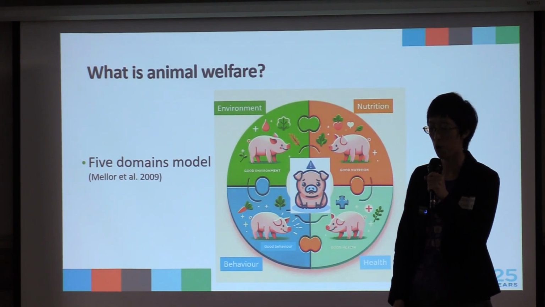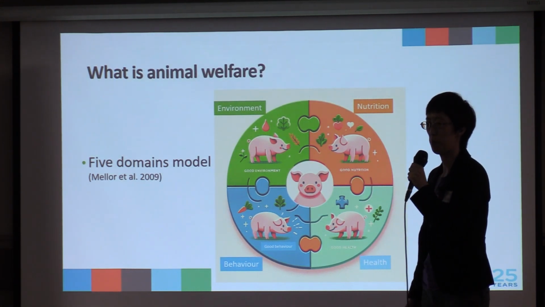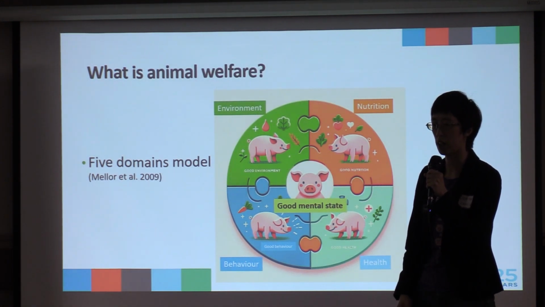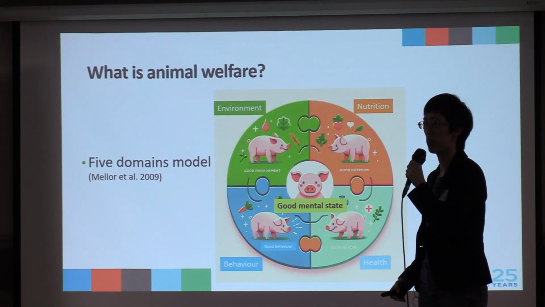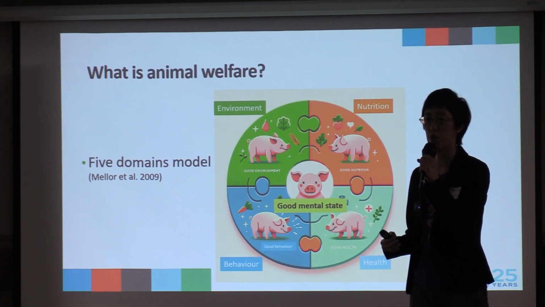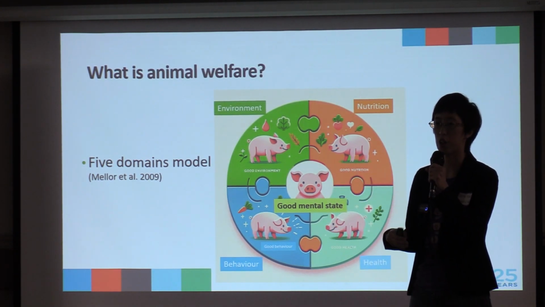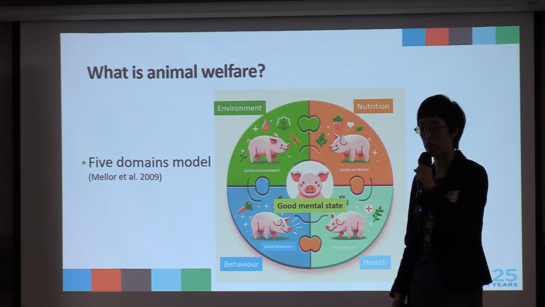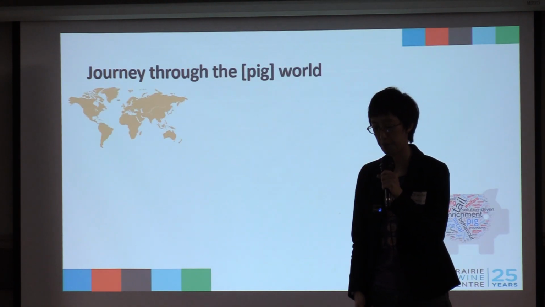So once the 4 basic domains are met, we actually see a good pig, which is in a good mental state. I think the last domain, the mental state, is sometimes overlooked, but I think it's very important. Actually, it connects all the basic needs of the animal, which constitute the 5 domains, and that's where we will see an animal that is really thriving.